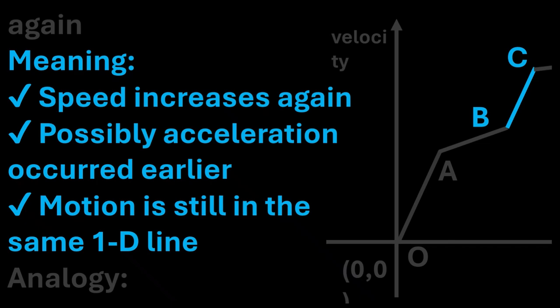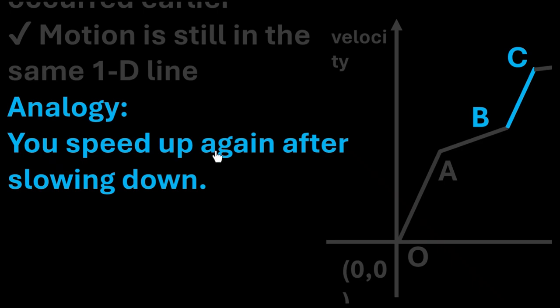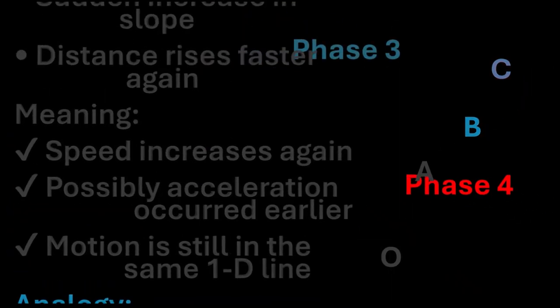To make an analogy here, we could say that we speed up again after slowing down, meaning O to A, we were jogging, A to B, we were walking. So jog to walk. And then maybe from B to C, we started to jog again. We increased the pace, or maybe we started to run again for that matter. Okay, right. So that's what's happening in the graph along BC.